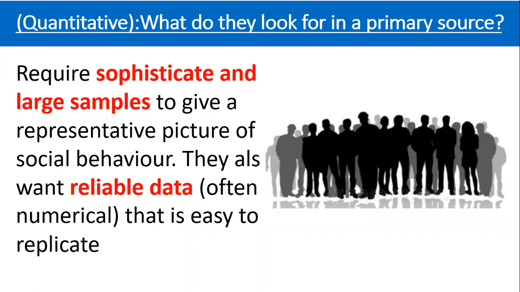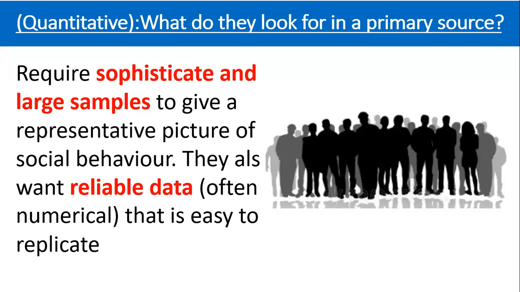So the first bit, for the quantitative, what do they look for in primary sources? So they're looking for essentially 2 things. They're looking for research that has large samples, because they want a representative picture of social behavior. So they want essentially lots of people, and they want to reflect those social identities within that population. So let's say, for example, if there's 60% men, then they're going to want 60% men reflected in their samples, or as close to that as possible. Or let's say 50% are middle class, they want 50% middle class reflected in their samples. They want their smaller version, that smaller microcosm, to reflect the bigger one. It's called generalizability.